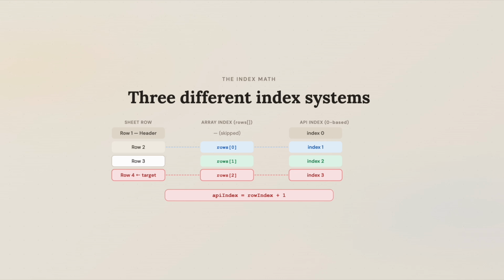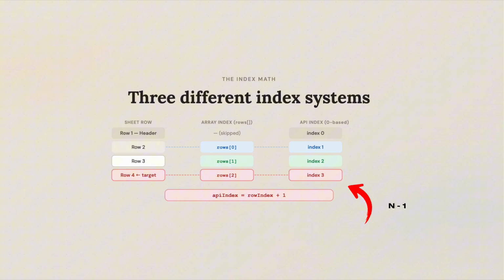Now let's trace through it. Sheet row 1 is the header row, which is API index 0. Sheet row 2 is our first product's row, row index 0, which we refer to as API index 1. Sheet row 3 will be our second product, at API index 2, and so on. So sheet row n is API index n minus 1.